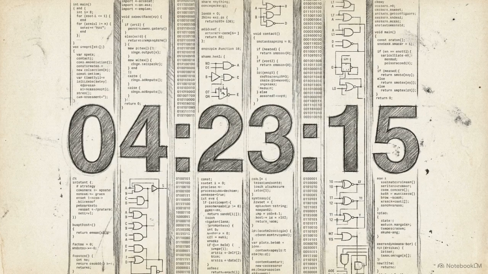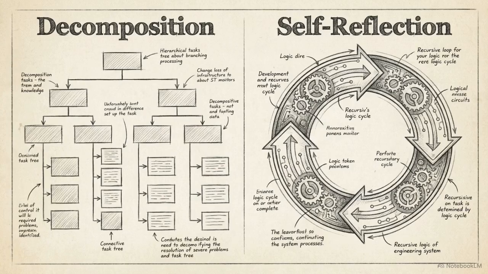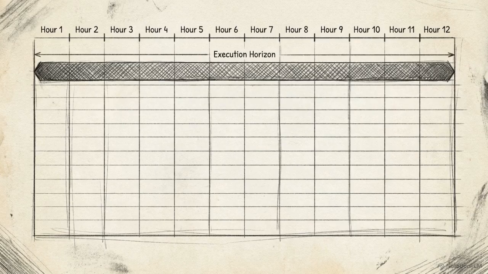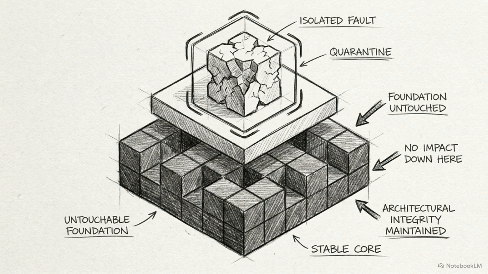Coupling hierarchical task decomposition with a persistent self-reflection loop creates a distinctly new operational state. This capability is known as an extended execution horizon. The model manages states over long durations, ensuring that a patch applied in hour 2 does not break the foundational architecture written in hour 1.